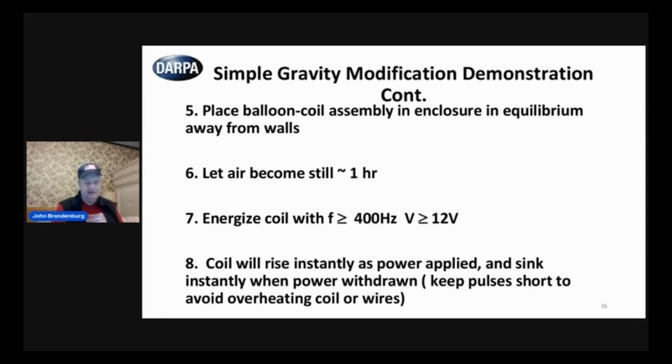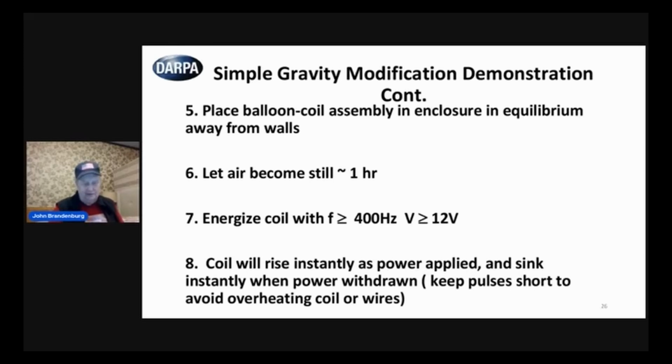Place the balloon coil assembly in an enclosure, away from the walls, and it'll form a nice equilibrium where the coil is connected with the wires, and the wires are being pulled up off the floor. The balloon will pull the coil up until there's enough wire weight to balance, so it's supporting the weight of the coil plus the wires dangling beneath. So it finds an equilibrium position.